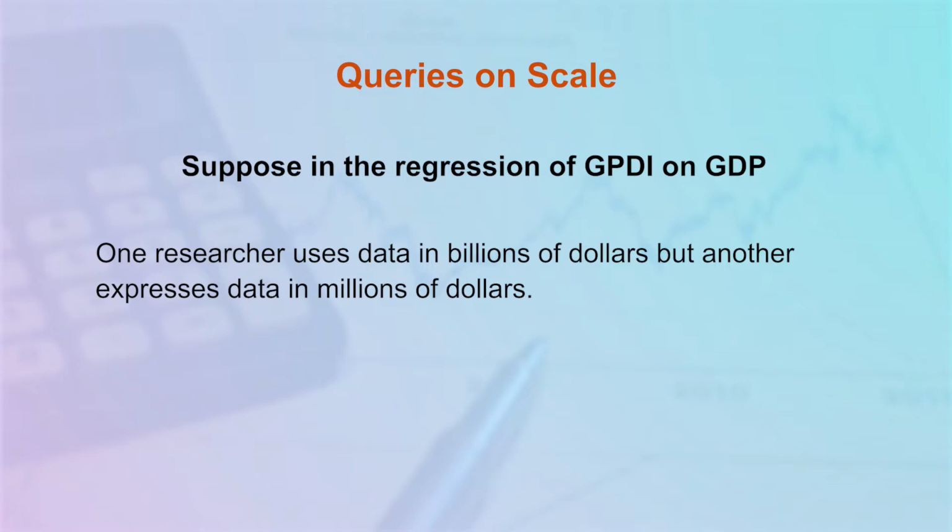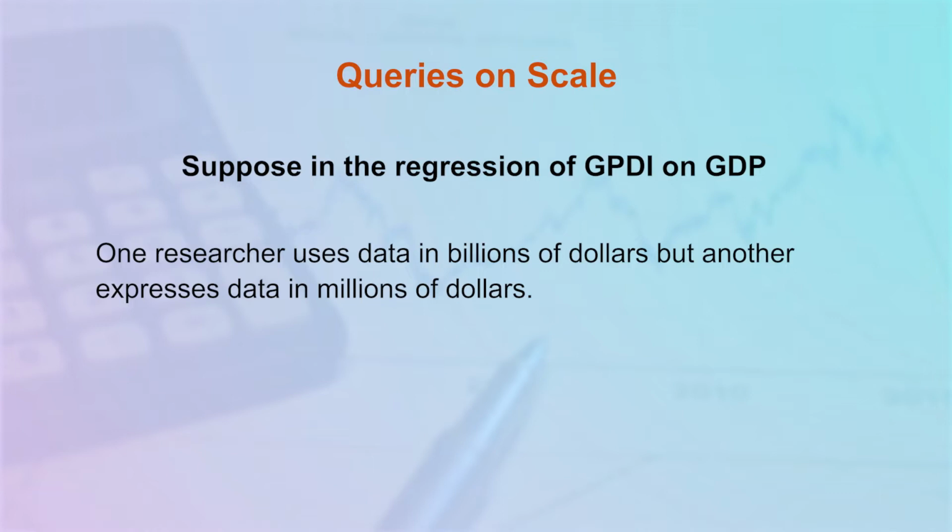So in one set of the model, both X and Y, that is GDPI and GDP, are in billions of dollars. And in another set of the model, both are in millions of dollars. So one model is set in billions of dollars, another is in millions of dollars. And so the researcher is asked a lot of questions.